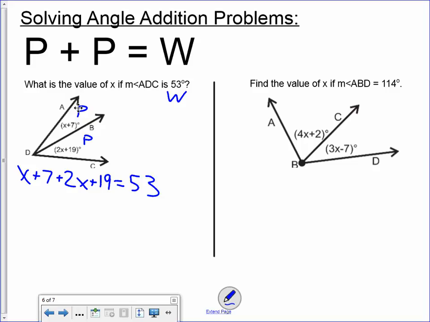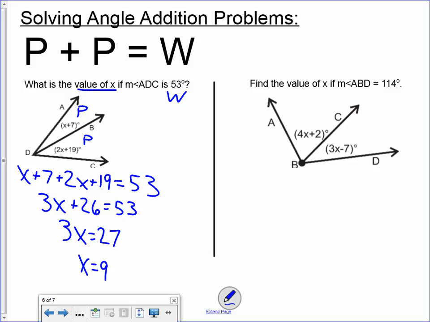Now let's solve. Combine like terms. x plus 2x is 3x. 7 plus 19 is 26 equals 53. Subtract 26 from both sides and you get 3x equals 27. Divide both sides by 3 and x is equal to 9. Since the question was asking what is the value of x, 9 is my final answer.